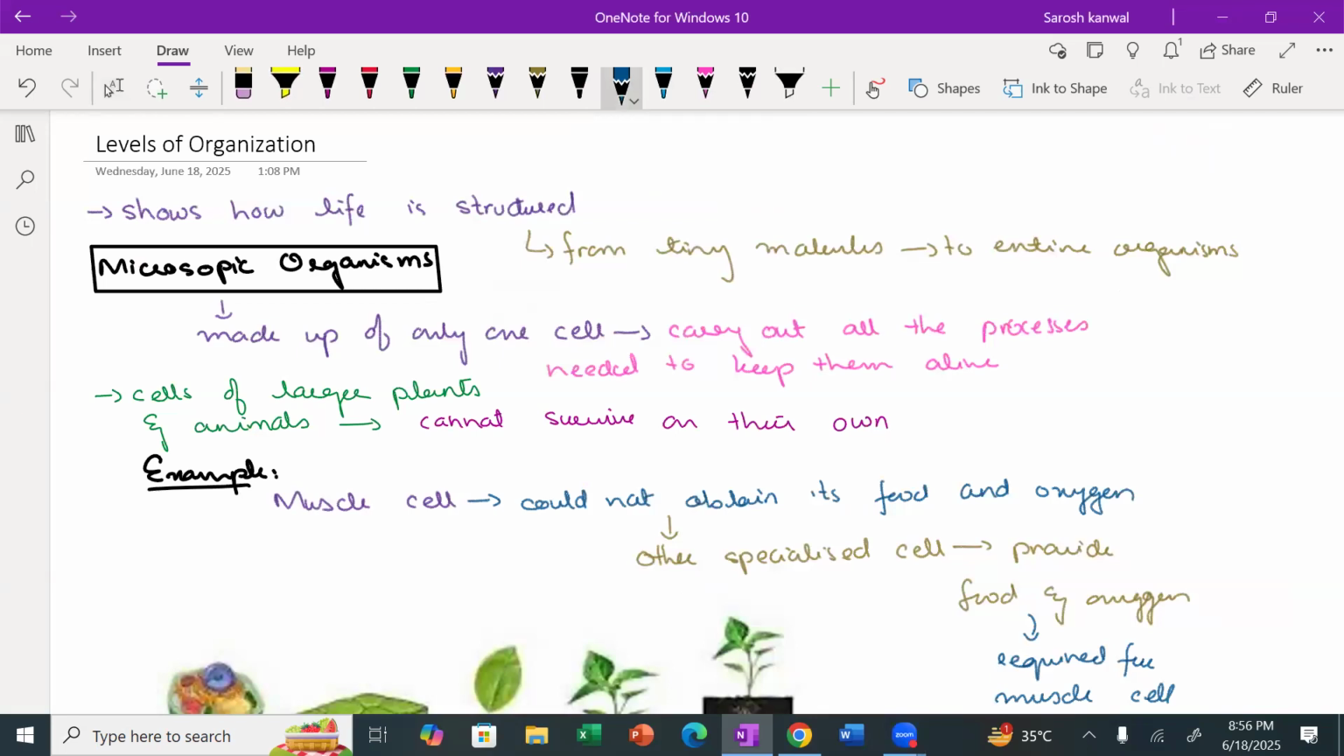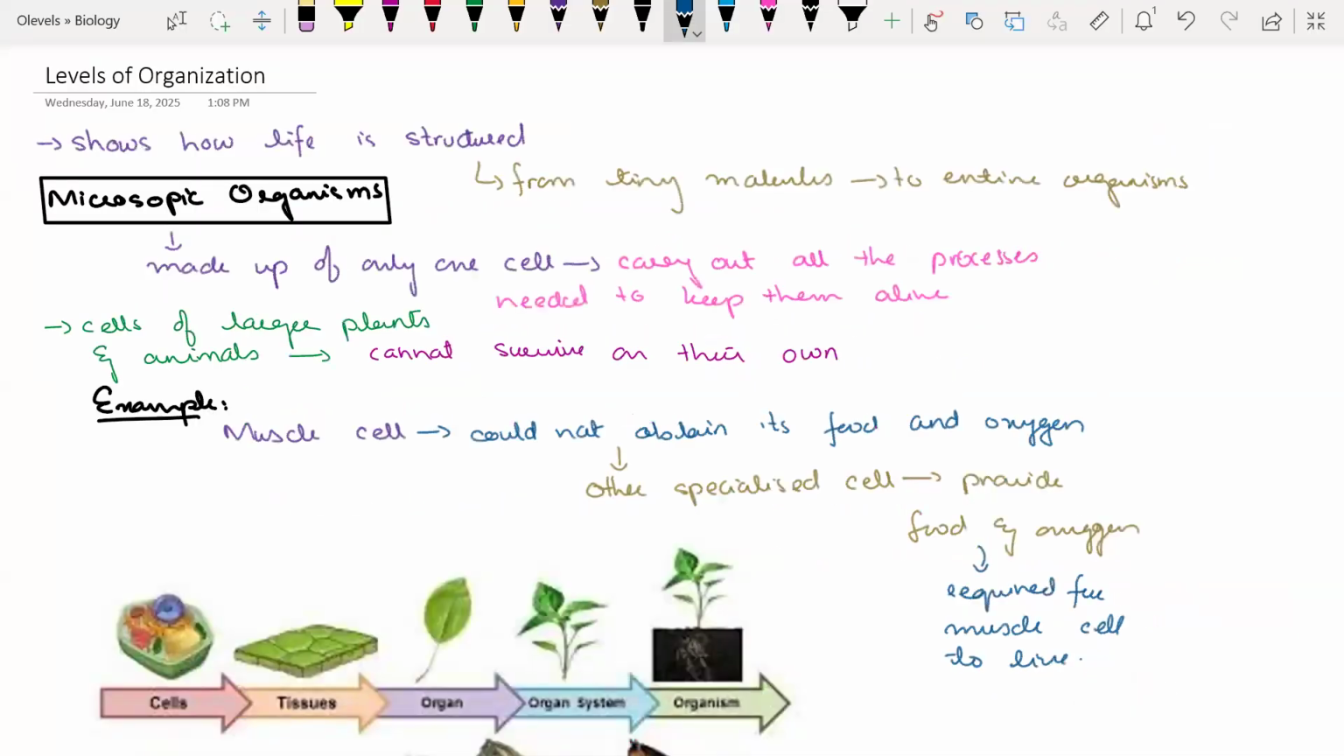Okay, now what are levels of organization? They show how life is structured, right? From a tiny molecule to the entire organism, how things are structured, what are the levels? First of all, we know that a microscopic organism is made up of only one cell, and that one cell is responsible for carrying out all the processes that are needed to keep the cell alive, right?